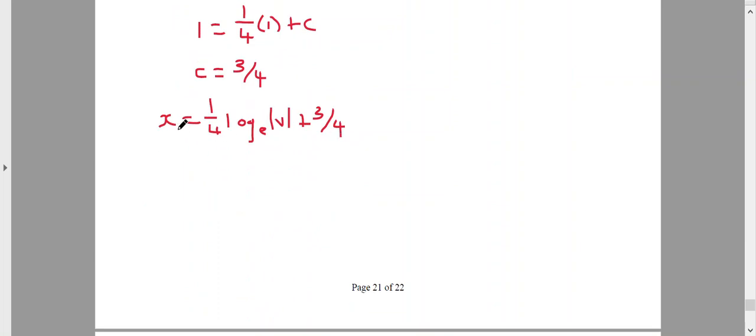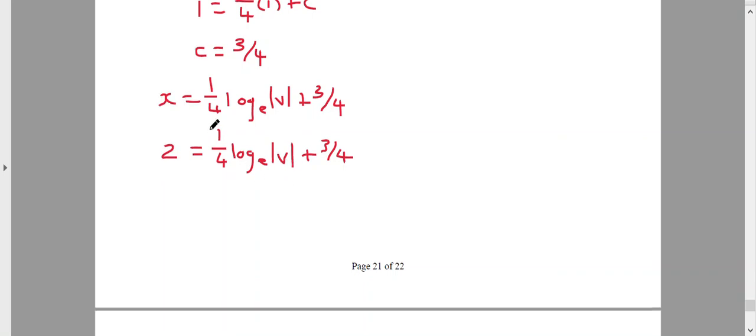So I can just substitute x equals 2 and solve for v. Okay, so when x is 2, I need to solve this equation. So 2 equals 1/4 log e of the absolute value of v plus 3/4. So we need to do a bit of algebra here. I need to subtract 3/4. Okay, and then I will need to multiply by 4 as well. So I'll need to get rid of the quarter by multiplying by 4.